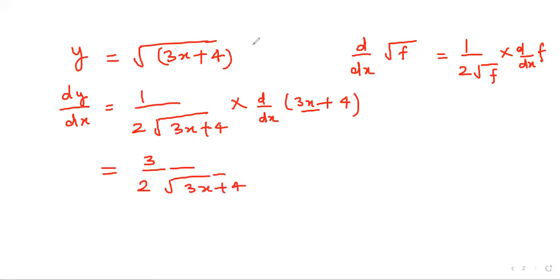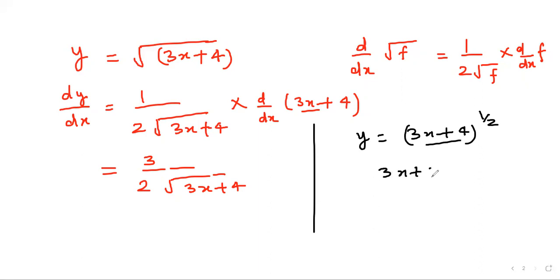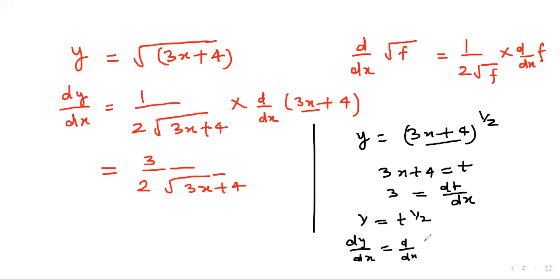Let's see the traditional method for the same question. Suppose we are given y equal to 3x plus 4 whole power half, then we assume it as t. So 3x plus 4 equal to t. Then we differentiate, we get 3 equal to dt upon dx. Then our question becomes y equal to t power half. Then we write dy by dx equal to d upon dx of t power half, which is further written as d upon dt of t power half into dt upon dx.